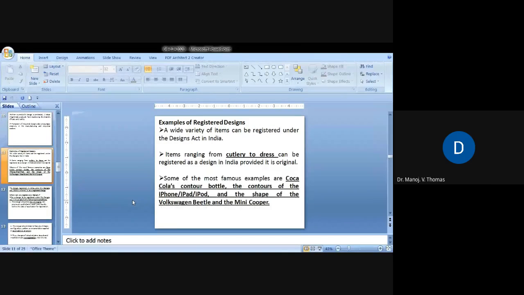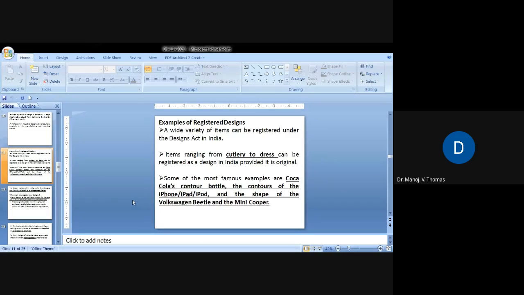So examples of registered designs. A wide variety of items can be registered under the Designs Act in India. So items ranging from cutlery. Cutlery means your spoon or fork or knife that you use at the dining table, even starting from there, to even dress material, dress designs. A particular design of a dress can also be registered as a design in India, provided it is original.